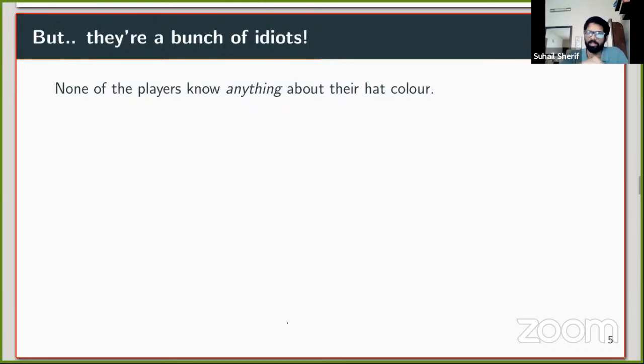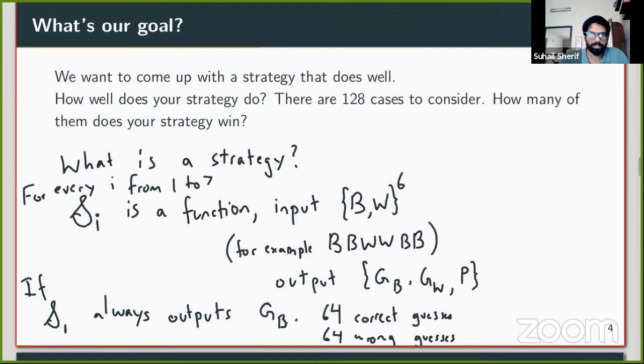But I don't think we'll have time to look at such randomized strategies in this talk. So in that setting, S1 would not be a function like this. Based on its input, its output would also be randomized, GB with probability half, GW with probability half. We won't look at that this talk, but maybe at the end of the talk, if there's time, I can tell you about what happens in those cases. Nice question.